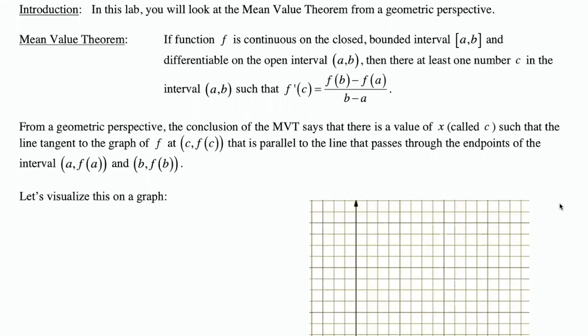What this means in terms of the geometry of the function is that there's going to be a value of x, somewhere between a and b, where the line that's tangent to the graph at that point is parallel to the line that goes through the endpoints of the interval, which we would call a secant. So let's visualize that on a graph.